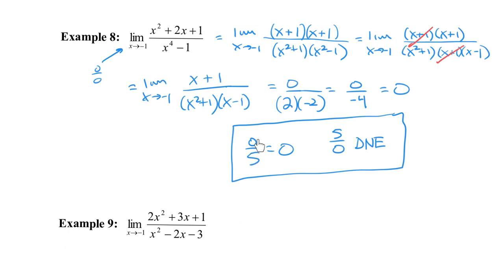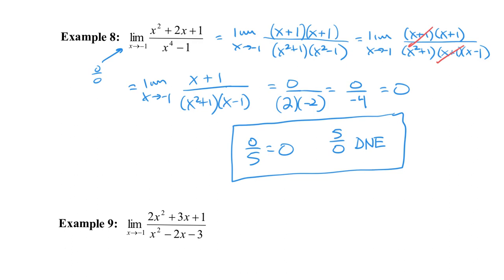So 0 divided by 5 is just 0. We can divide 0 into 5 parts. They're just all 0. But this one we just can't do. We can't divide something into 0 parts, right? So 5 over 0 does not exist. 0 over 5 is 0. So when you take a limit and you get a 0 in the numerator and a non-zero in the denominator, it's just 0. That's okay. Hopefully that will help.